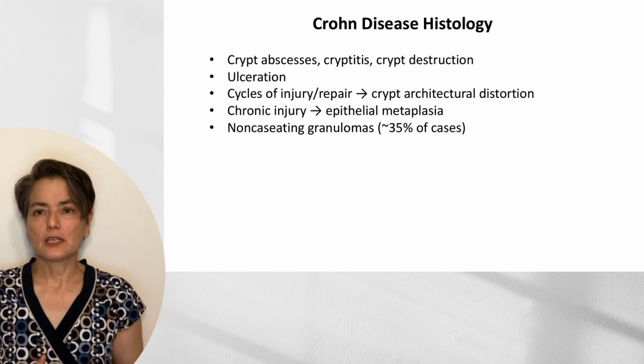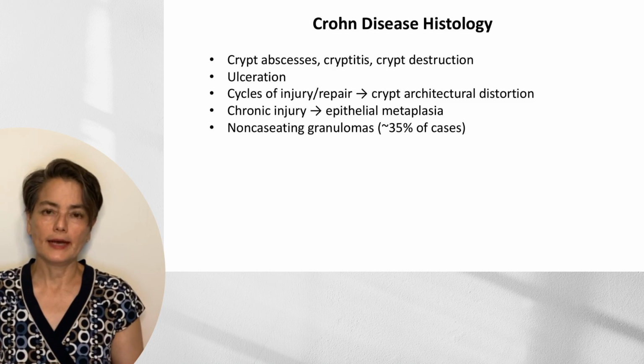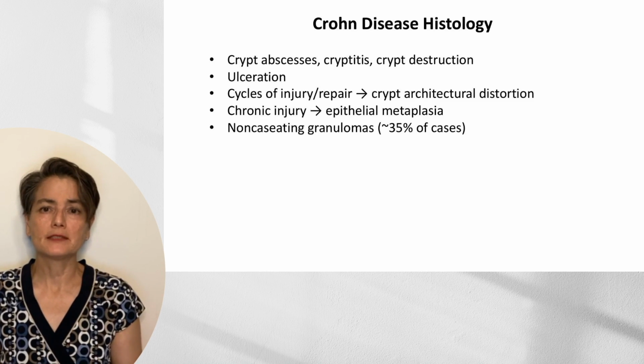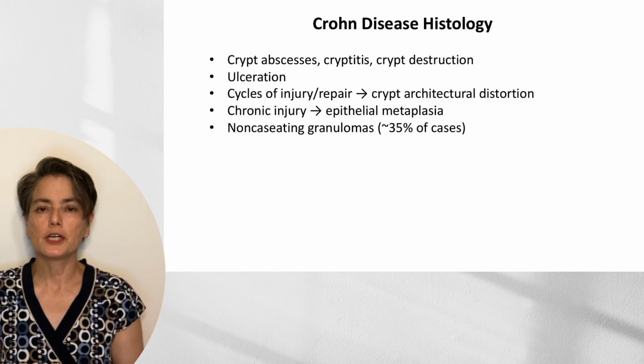So what do we see histologically? There are a number of things that we see both in Crohn disease as well as in ulcerative colitis. So in both of them, we can see crypt abscesses, cryptitis, crypt destruction. And because of these cycles of injury and repair, in both diseases, we see crypt architectural distortion, and the chronic injury can lead to epithelial metaplasia.